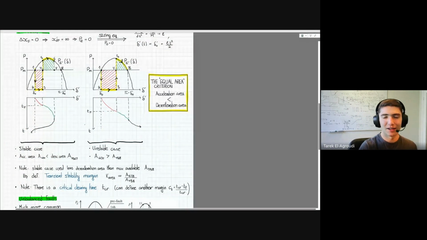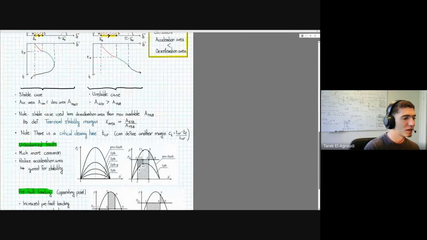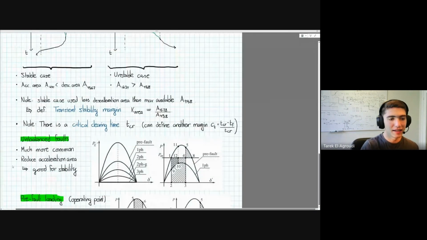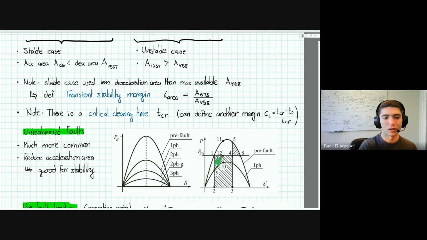I find this large disturbance analysis more useful just to understand the effects of different quantities on the stability of the system. So first of all, if you didn't have a three-phase fault, so if your electrical power didn't fall all the way to 0, but it was just on 1 phase or 2 phase, then your electrical power doesn't fall that much. And since your electrical power didn't fall all the way to 0, then your acceleration area is smaller. So you are in a much more stable case.